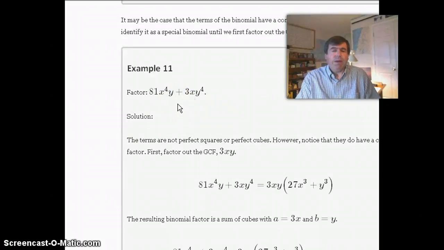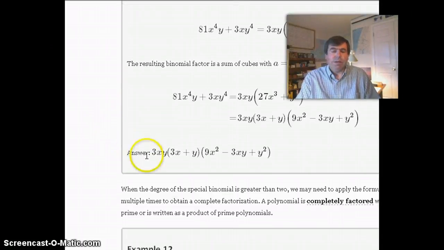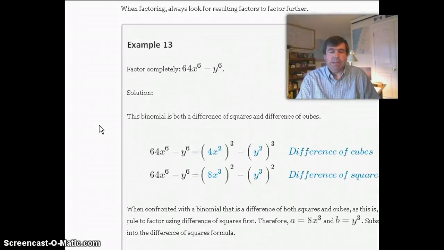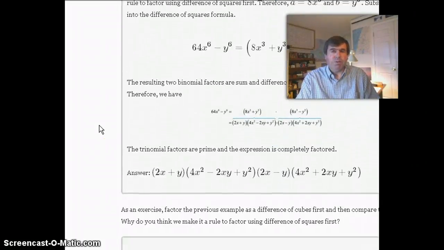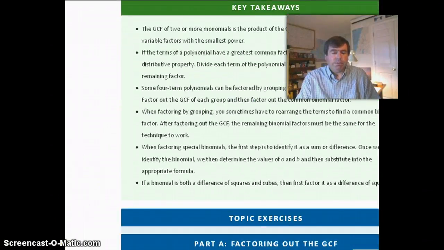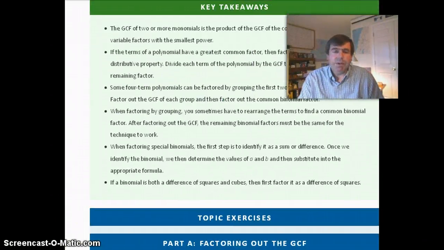Again, factor this. Is there a number that's common? 3. Is there an X factor that's common? Yes, X. Is there a Y factor? Yes, Y. So notice they are 3xy. And again, you want to factor completely. That's the important thing. Just like chewing your food, you want to chew it completely. Okay? I know. Hold on here. Okay, I gave you something there to, quote, chew on.